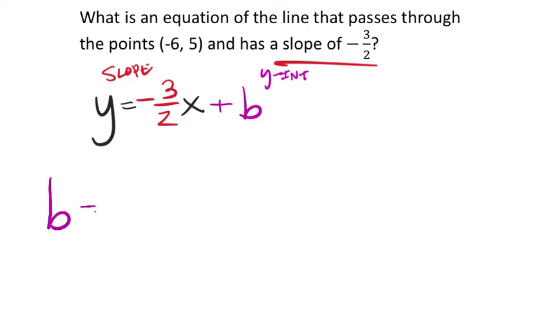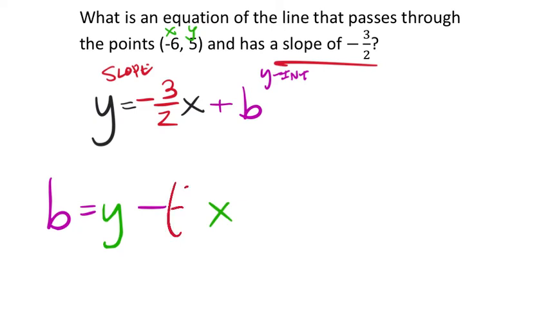So I go back to my y-intercept formula, where I take the y value and minus the m, the slope, times the x. And again, this x and y come from the ordered pair that's given. X is -6, y is 5. So I already know my slope. Let's go and replace that first.